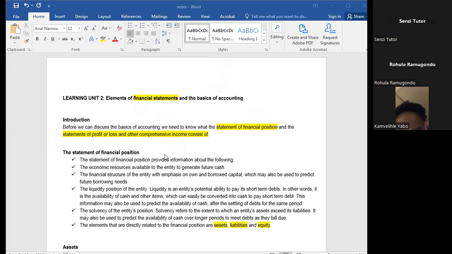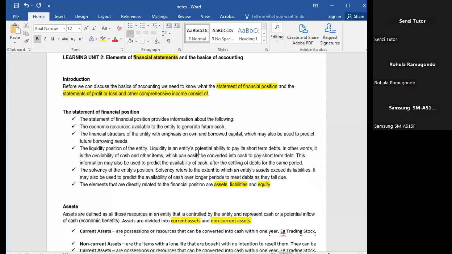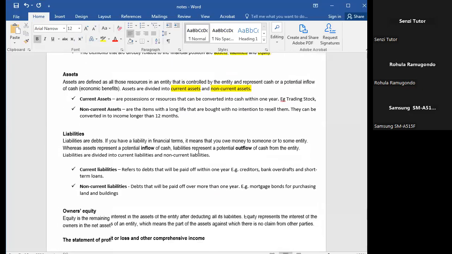As I've also said to you, tonight we are going to look at the elements of financial statements. But before we can identify those elements, we need to know those financial statements. What are they? We have a statement of financial position, that is the first, and also the statement of profit or loss and other comprehensive income. Let's just get started, guys.